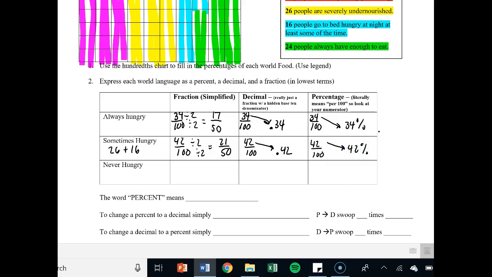And the last one, people that are never hungry, that's people that have enough to eat. That's 24 people. So 24 out of 100. And this one I can actually divide by 4. That gives me 6 out of 25. Right? So take my original fraction, 24 out of 100. It's 0.24. And then percent just means per 100, so 24%. I know I've done this correctly because all these should add up to 100%, and they do.